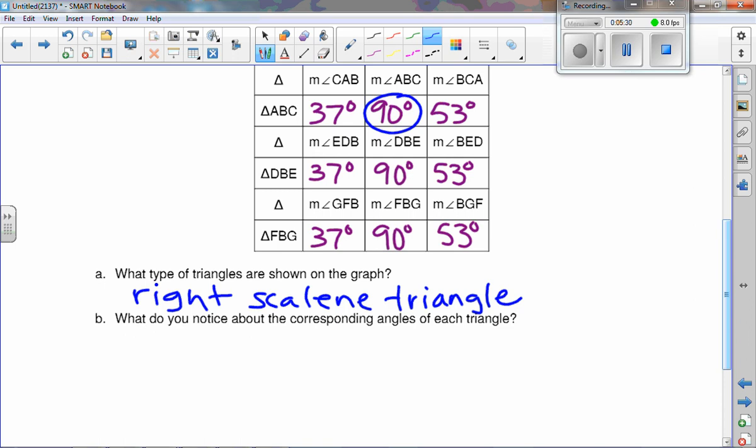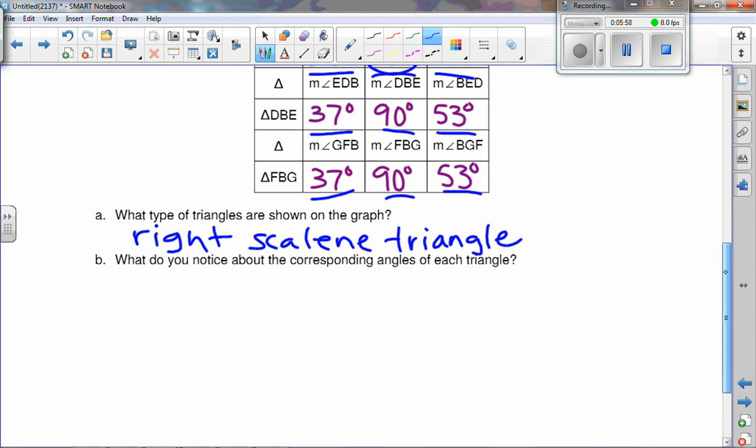Okay, going on to question B. What do you notice about the corresponding angles of each triangle? When we look at this, we notice that angle CAB, angle DEB, and angle GFB are all the same. When you go down the middle, you have a 90-degree angle on all of those. And on the right-hand side, you have a 53-degree angle on all of those. So we can answer that as corresponding angles are congruent.